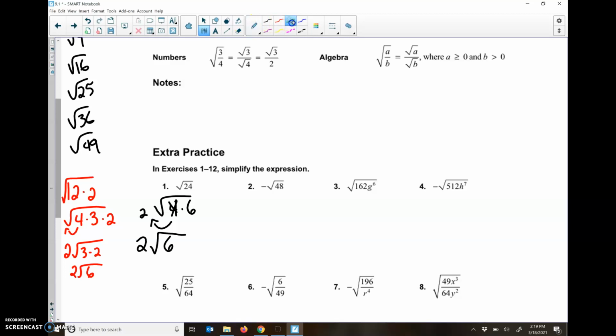Okay? So same thing here. There's a negative on the outside. That just means we add a negative to our answer. Otherwise, it doesn't really do anything.